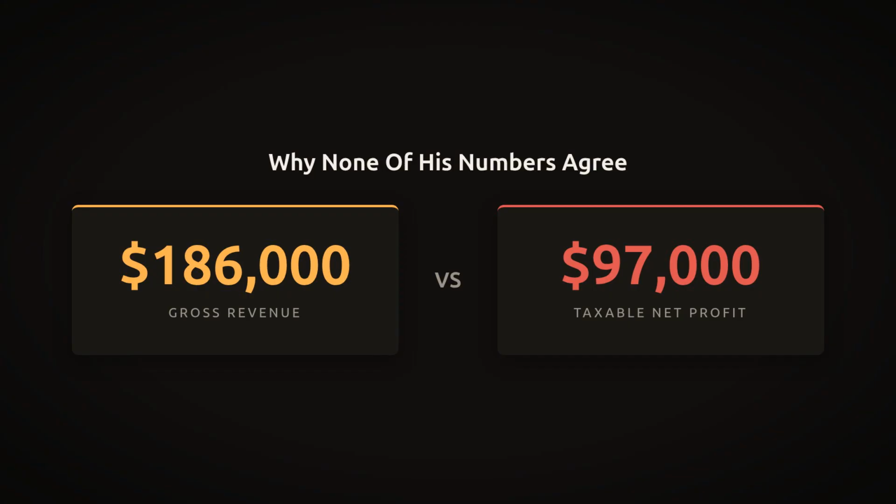The $186,000 is gross revenue. The $97,000 is what's left after deductible expenses. The $12,000 is what's left after expenses, taxes paid, personal draws, and business reinvestment. And the $22,400 is what he owes on the $97,000. Four different numbers, four different purposes. A profit and loss statement is the document that connects all of them.